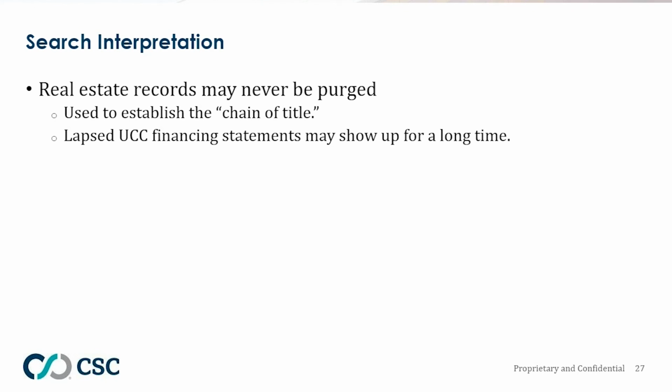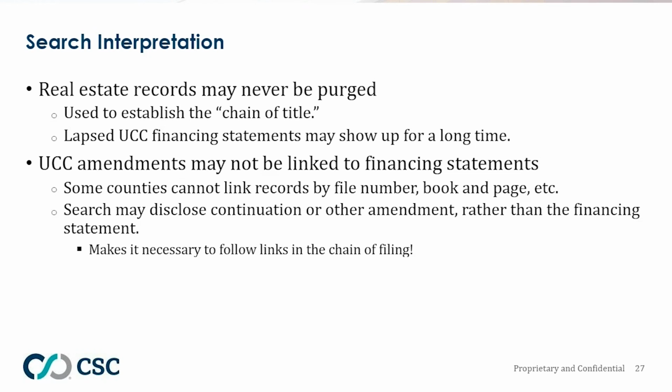When it comes to interpretation of the search, bear in mind that many counties never purge fixture filings because they fit into a chain of title, so they never remove them, and that means lapsed financing statements may show up for quite a while. Just because it shows up doesn't mean it's effective. If it's past the lapse date, further investigation is going to be required to determine whether it was actually continued or not. And part of the reason for that is that amendments may not be linked to the related financing statements. Some counties can't link them together in their system. So you can run into situations where a search will disclose a continuation or other amendment, but not the fixture filing, and vice versa. So it is important to pay close attention to the search results and look for these types of issues and conduct further inquiry as necessary to explain them.